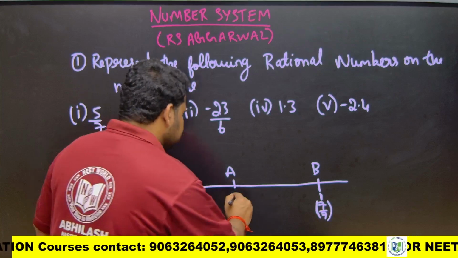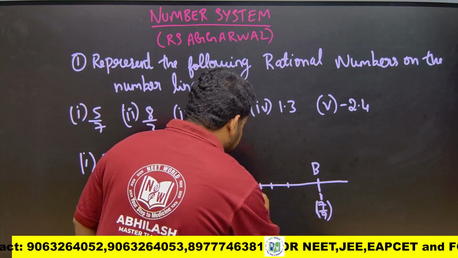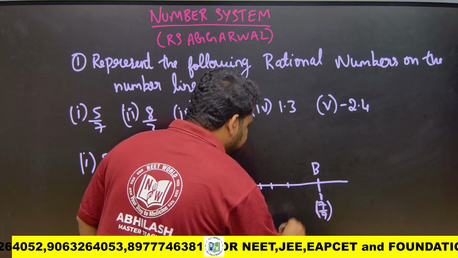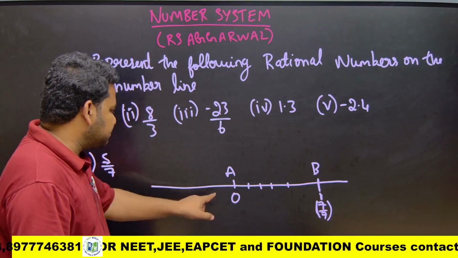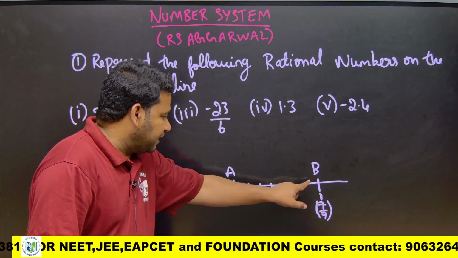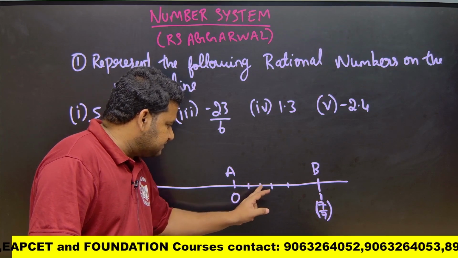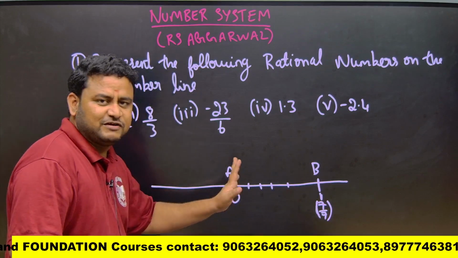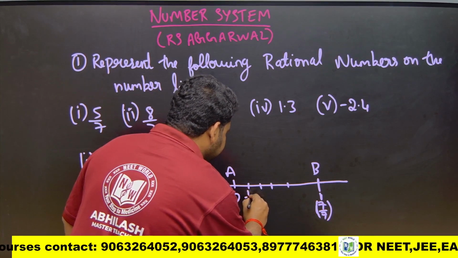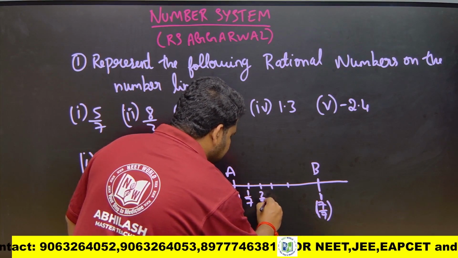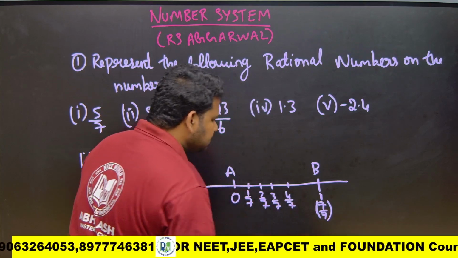So let me divide it. 1, 2, 3, 4, and this is the fifth part. You should not count from here. This is the 0th part. 0, then first part, second part, third part, fourth part, and fifth part. Why 5 parts? Because the numerator is 5. So this will be 1 by 7, this will be 2 by 7, this will be 3 by 7, this will be 4 by 7.